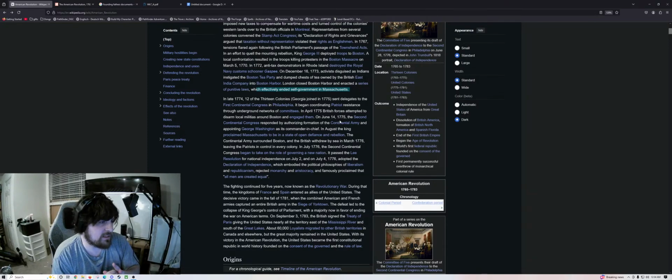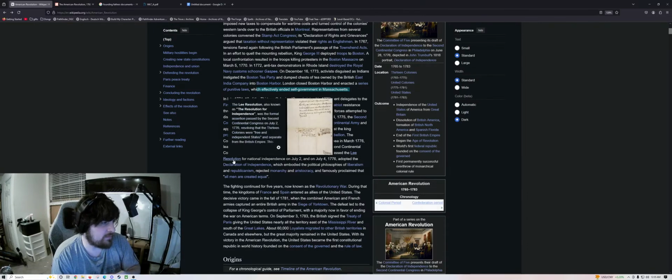In 1776, the Second Continental Congress began to take a role of governing the new nation. It passed the Lee Resolution for national independence and adopted the Declaration of Independence, which embodied the political philosophies of liberalism and republicanism, and rejected monarchy and autocracy. All right.